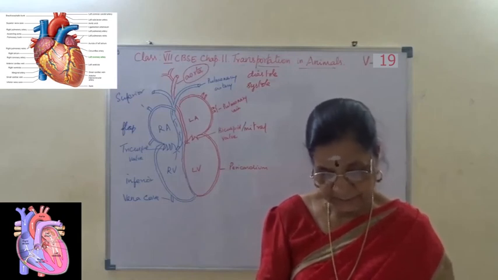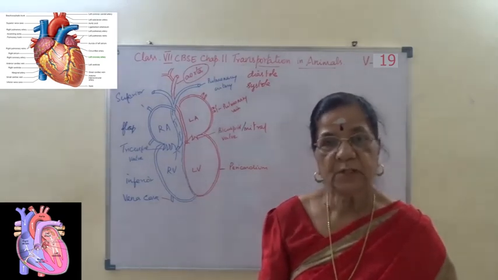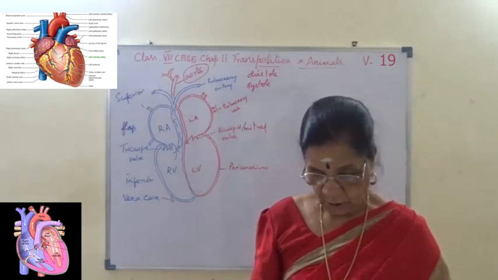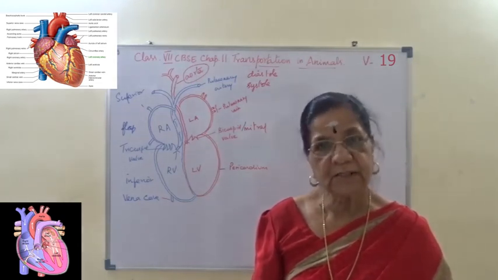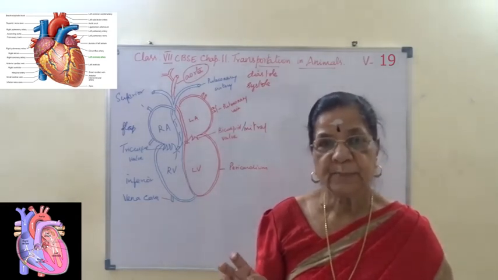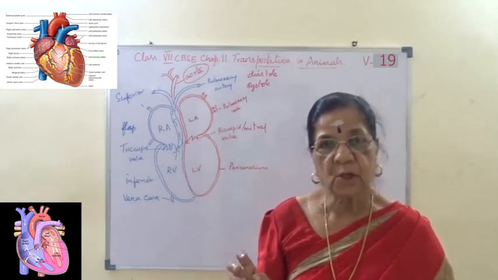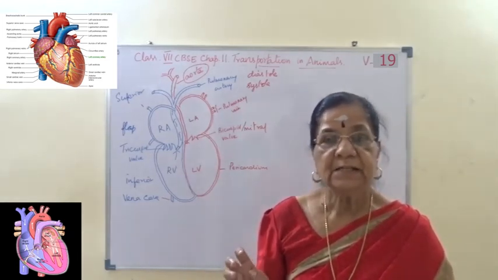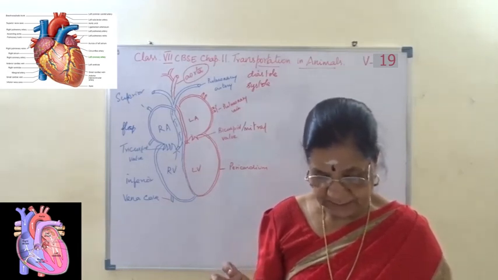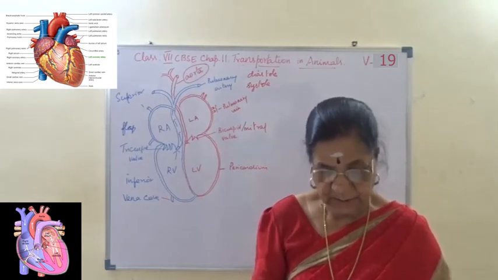The walls of the chambers of the heart are made up of cardiac muscles. These muscles contract and relax rhythmically, and this rhythmic contraction followed by its relaxation constitutes the heartbeat.